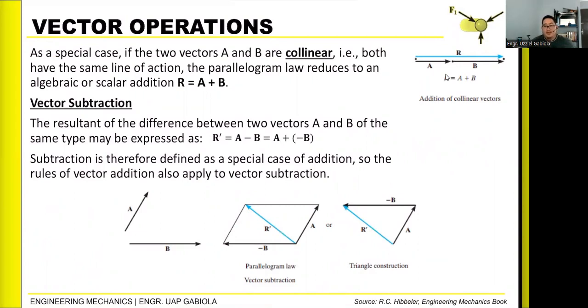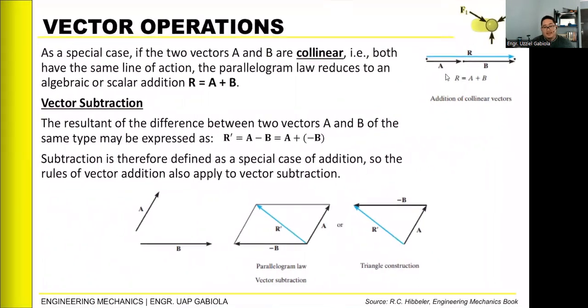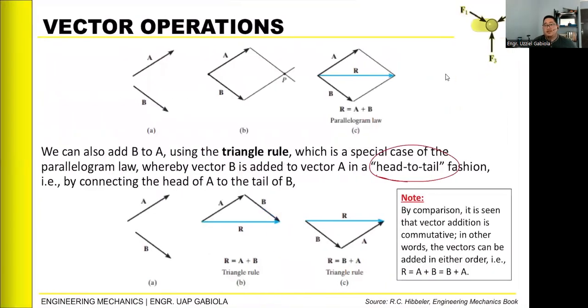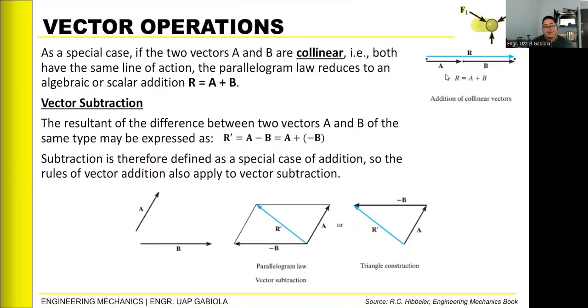Alright? And then next we have vector subtraction. Pero what is special with vector subtraction is it can also be represented as vector addition, no? Kasi 'di ba, kapag halimbawa A minus B, we can represent that as A plus negative B, no? So same lang 'yan. So ibig sabihin addition pa din siya. So kung ano yung pinag-usapan natin dito sa vector addition, it will also apply in vector subtraction.